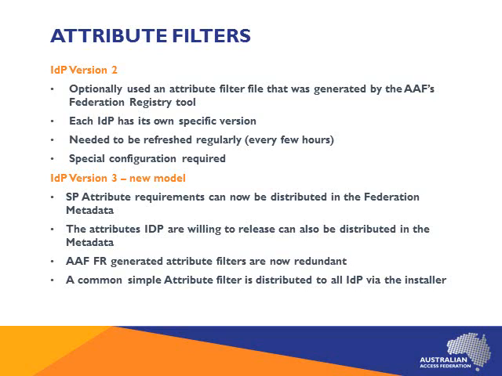With IDP version 3 we have a new model. The service provider attribute requirements can be distributed in the Federation metadata. Similarly, the attributes IDPs are willing to release can also be distributed in the Federation metadata. This gives the IDPs the mapping of the required attributes for each service and the set of attributes that they are willing to release. The AAF Federation Registry generated attribute filters are now redundant. A common simple attribute filter is distributed to all IDPs via the installer, which uses the data that is now provided in the metadata.